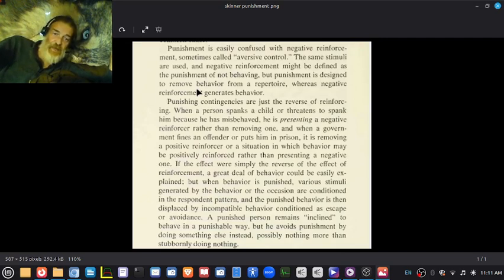Okay? Punishing contingencies are just the reverse of reinforcing. So when Robert Cabral sits there and claims that, according to B.F. Skinner, punishment is effective at extinguishing behaviors, no, it is not. Again, punishing contingencies are just the reverse of reinforcing. It creates weakness. It creates fear. When a person spanks a child or threatens to spank him because he's misbehaved, he's presenting a negative reinforcer rather than removing one.